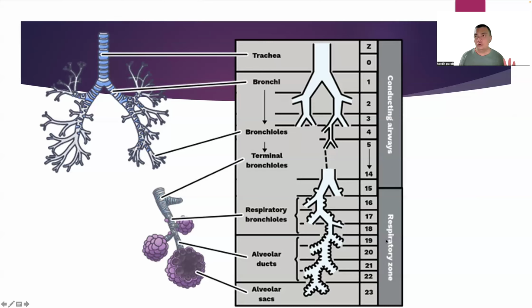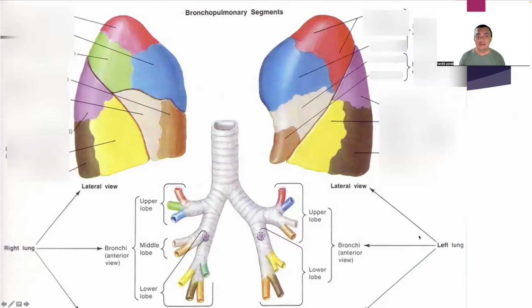So this is about your bronchial tree. Now, the next thing we are going to talk about is the bronchopulmonary segment. So we can see here the bronchopulmonary segment. As we had discussed already, you have 10 segments on the right side, 10 segments on the left side. So now first, what is a bronchopulmonary segment?